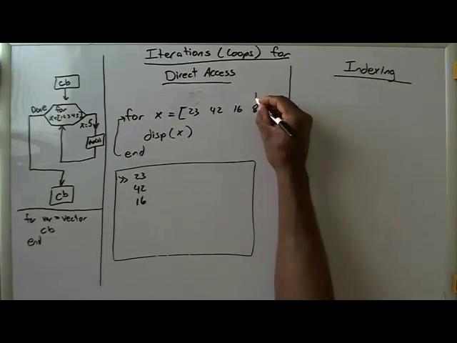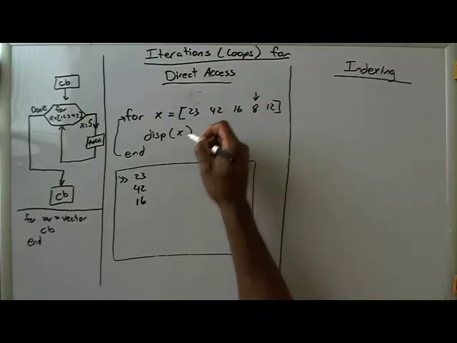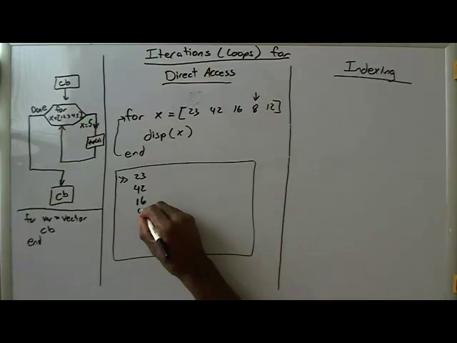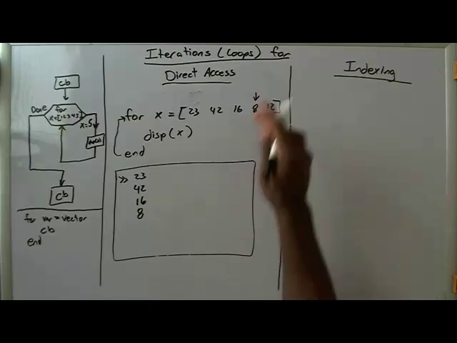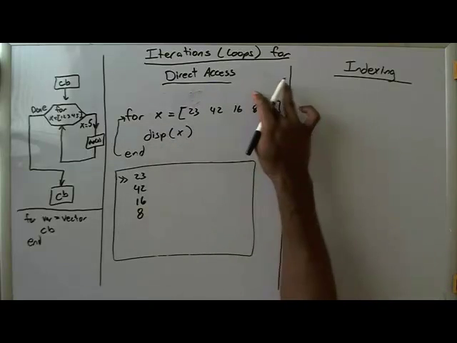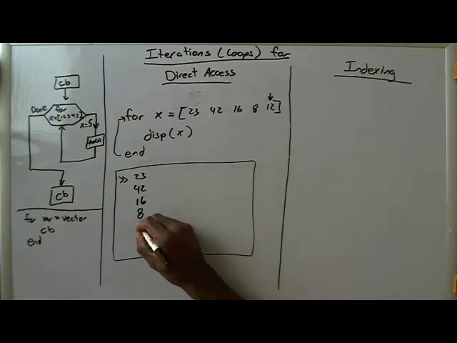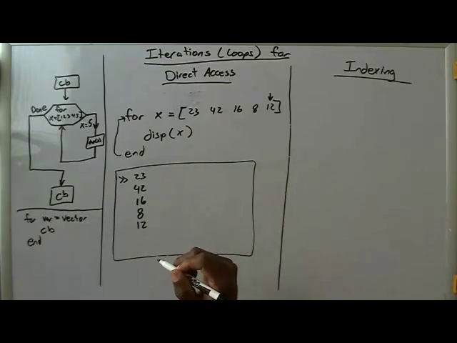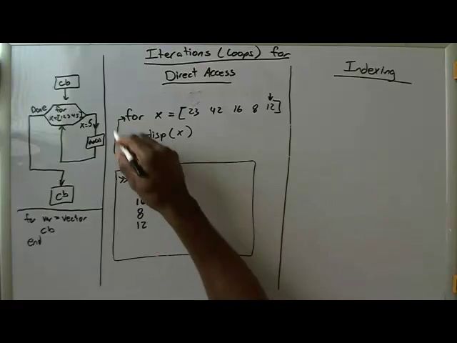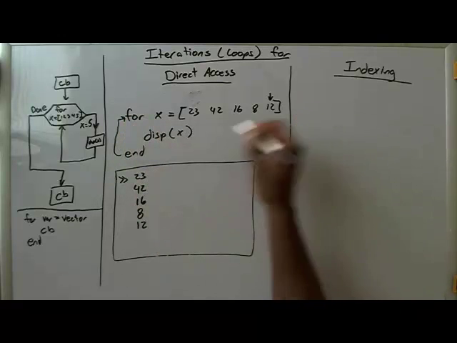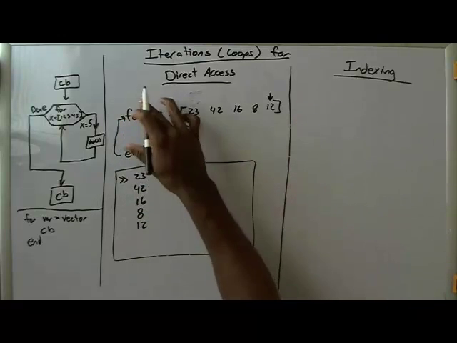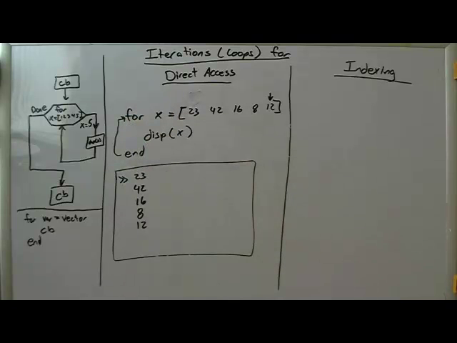X equals the next value, which is 8. I do what's in my code block here, which is display X, so it is the value 8. I go back up. X equals the next value, which is 12. I do what's in my code block here, which is display X, which is now 12. I display 12. I go back up. I've hit the end of my vector, so I stop execution and come out of the loop and exit the loop. Okay?